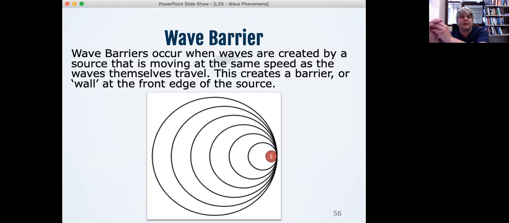You move along with it again, create a third wave front, third crest. That's another one added on. You're getting this extra constructive interference, and you build up that constructive interference, and it builds a sort of wall right in front of them as they travel along with the waves.